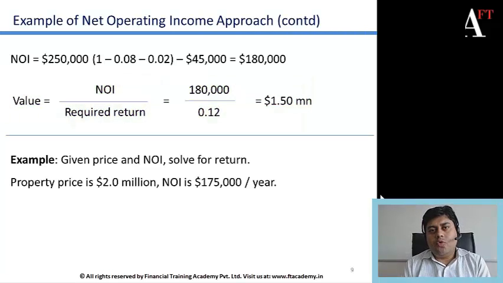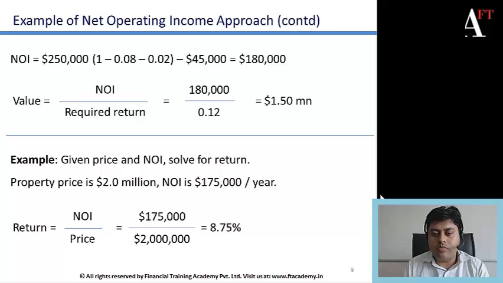Now say for example you could be given in the question that the value of the property is there and the net operating income is given to you, and if both these things are given to you, you can solve for the required return of the property. So say if the property price given to us is $2 million and the net operating income that is generating per year is $175,000, then the required return on this property is $175,000 divided by $2 million, that is 8.75%. Pretty straightforward.